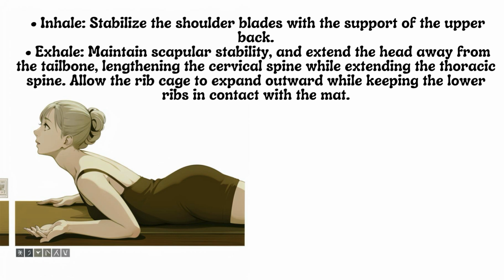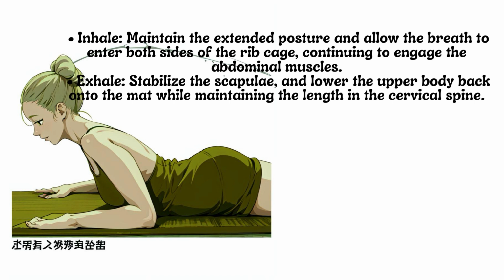Inhale. Stabilize the shoulder blades with the support of the upper back. Exhale. Maintain scapular stability and extend the head away from the tailbone, lengthening the cervical spine while extending the thoracic spine. Allow the rib cage to expand outward while keeping the lower ribs in contact with the mat. Inhale. Maintain the extended posture and allow the breath to enter both sides of the rib cage, continuing to engage the abdominal muscles. Exhale, stabilize the scapulae, and lower the upper body back onto the mat while maintaining the length in the cervical spine.